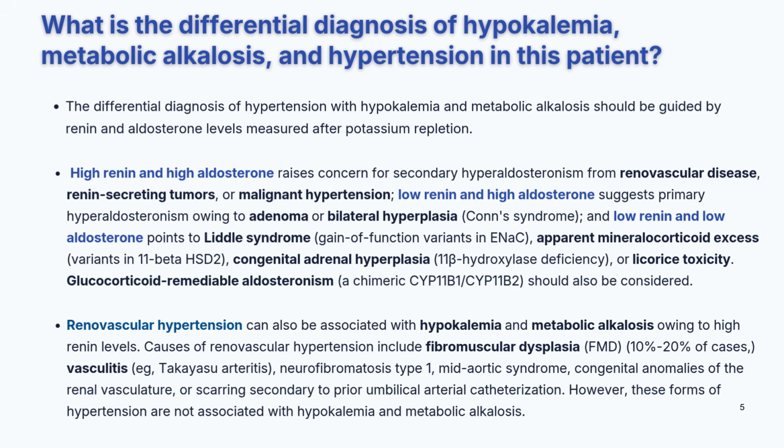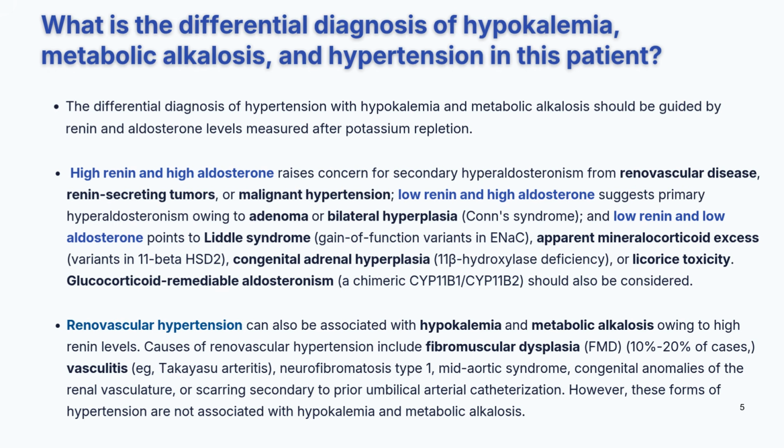That's the Conn's pathway. And if both renin and aldosterone are low, that's where you look for the more unusual but high yield causes like Liddle syndrome, apparent mineralocorticoid excess, congenital adrenal enzyme defects, or even licorice toxicity. These are the diagnoses that you only pick when you really know the physiology.